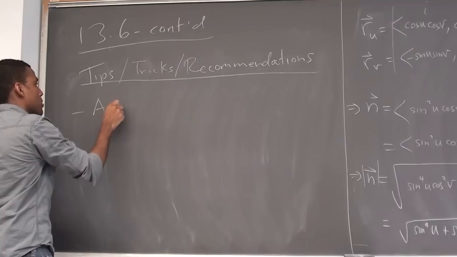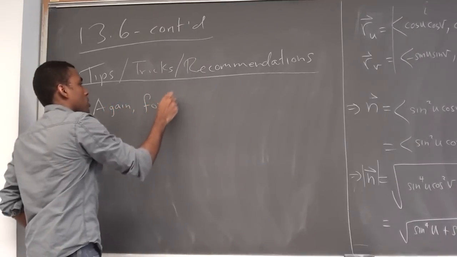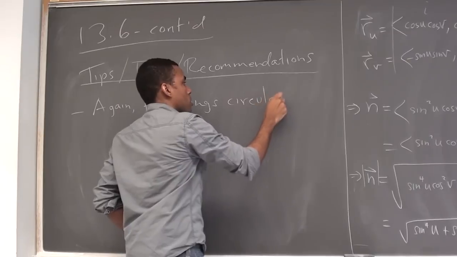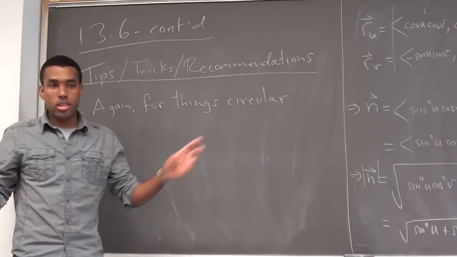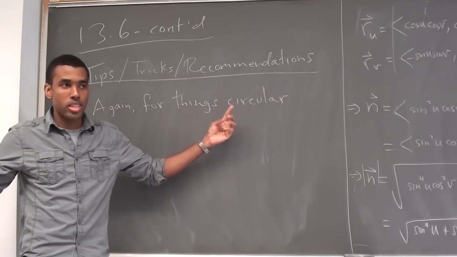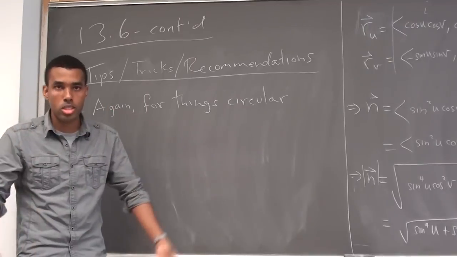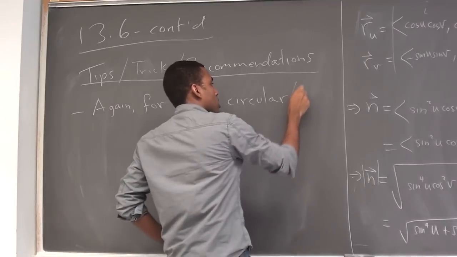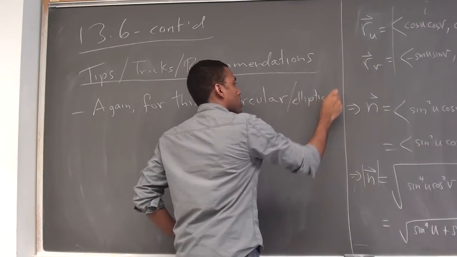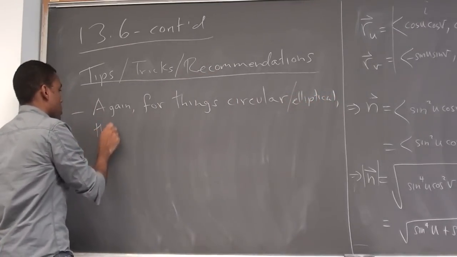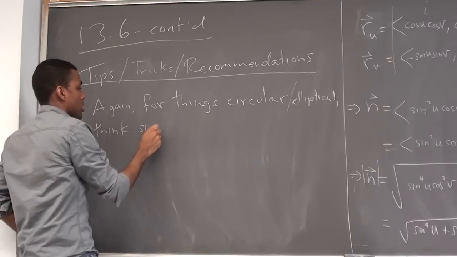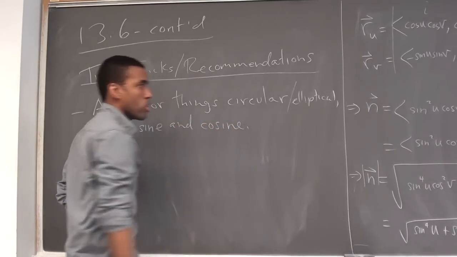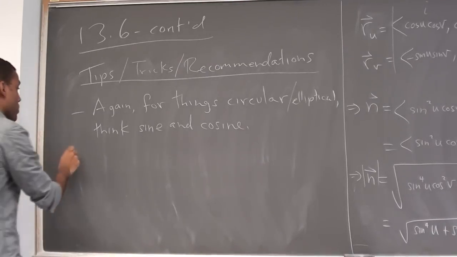Again, for things circular, and I'm talking about surfaces here, so when I say circular, I mean like circular cylinders, things like that. Circular, elliptical. Things with sine and cosine, right? So if you're parameterizing these, sine and cosine in general will work.